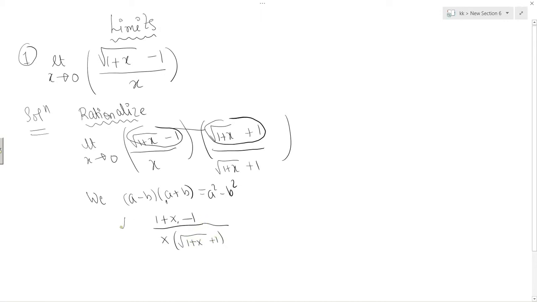Now let's write the limit x tending to 0. Now plus 1 and minus 1 get cancelled, and this x and x get cancelled, and then we are left with limit x tending to 0 of 1 over root 1 plus x plus 1, which would give us obviously 1 over 2. This is the solution to our problem. So the value of this is 1 over 2.